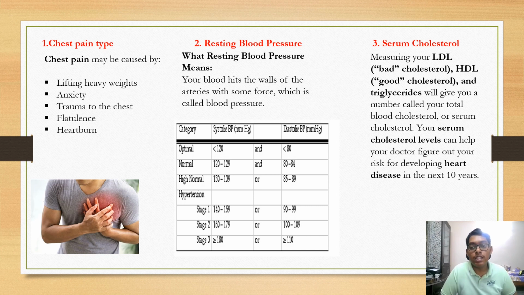That is the serum cholesterol. There are two types of cholesterol, bad cholesterol and good cholesterol. Bad cholesterol is LDL, and good cholesterol is HDL, and together with triglycerides they give you a number called your total blood cholesterol, or serum cholesterol. Your serum cholesterol levels can help your doctor figure out your risk of developing heart disease in the next 10 years.